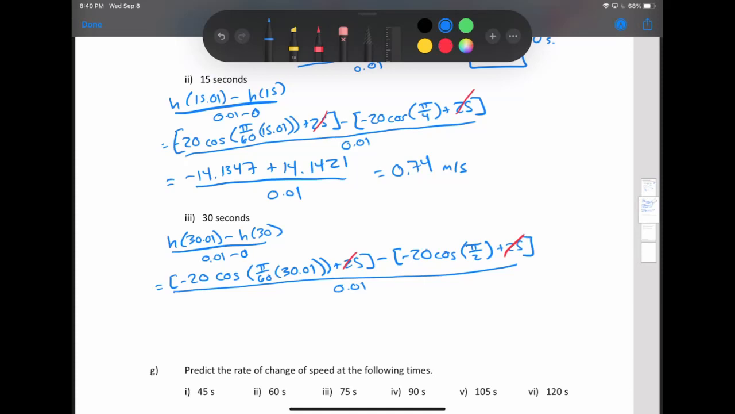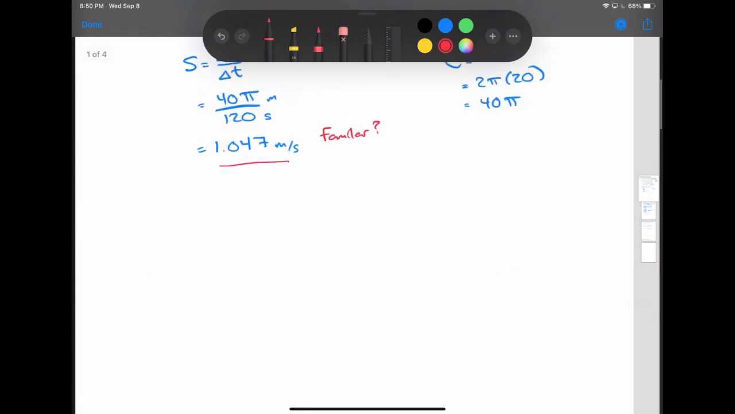And yeah, you probably guessed it. I'm going to pause it, and I'll be back in a moment. And there we go. Once we plug in our numbers, we got 1.047 meters per second.